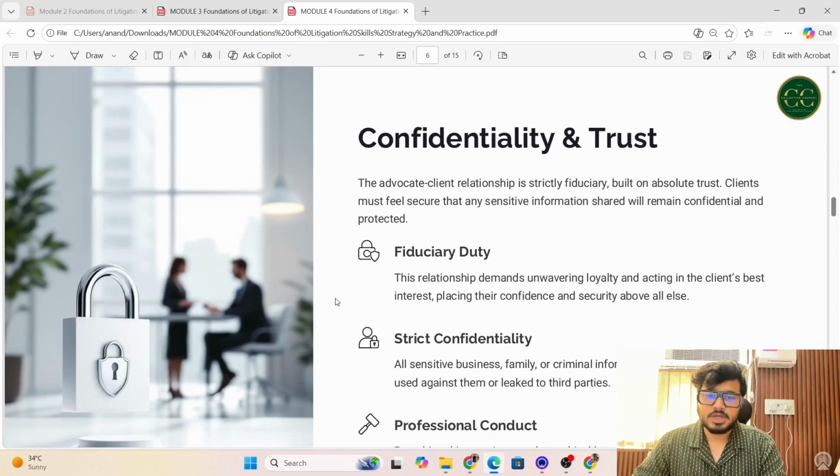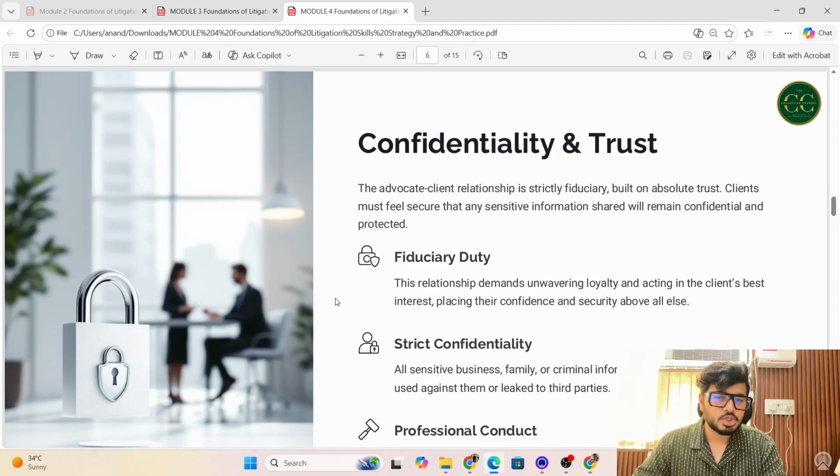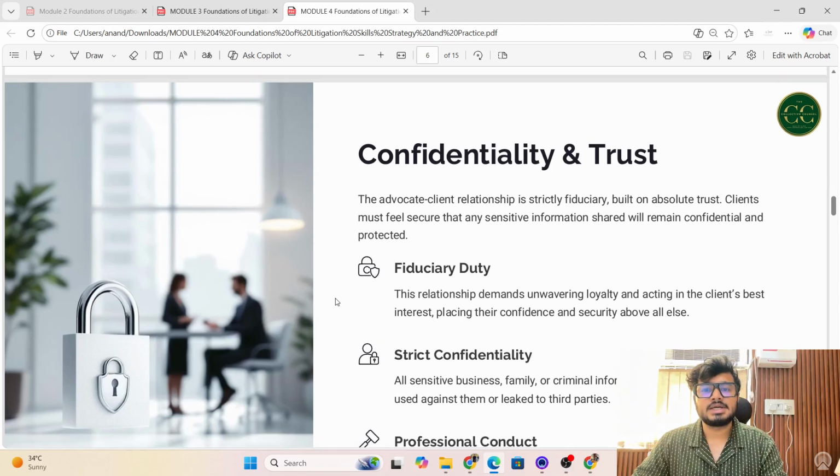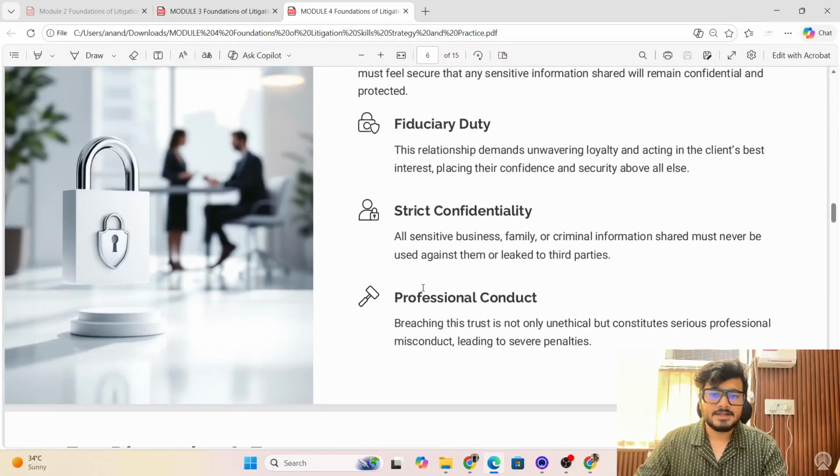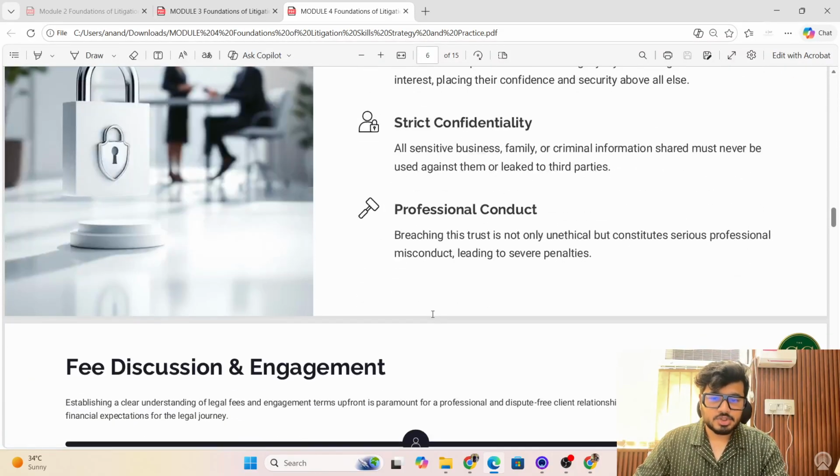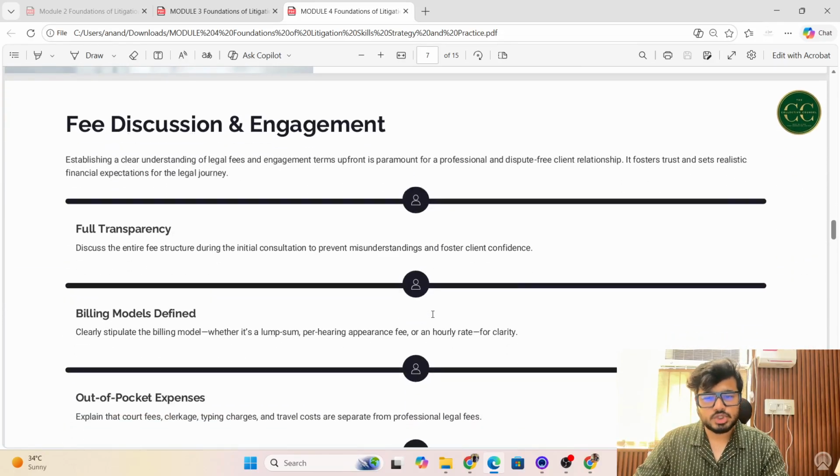Confidentiality and trust. The advocate-client relationship is strictly fiduciary, built on absolute trust. Clients must feel secure that any sensitive information shared will remain confidential and protected. Yes, it is also documented in a statute that there is client and attorney privilege. So any conversation between the advocate and client cannot be used against the client. This is the privilege that has been given to the client and the advocate, that they cannot use it against each other, right? So strict confidentiality and professional conduct.